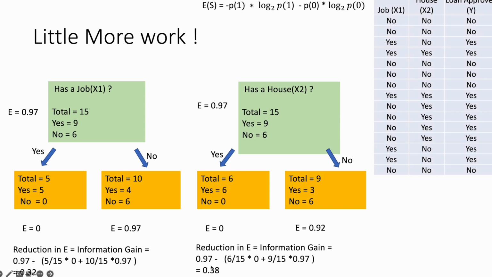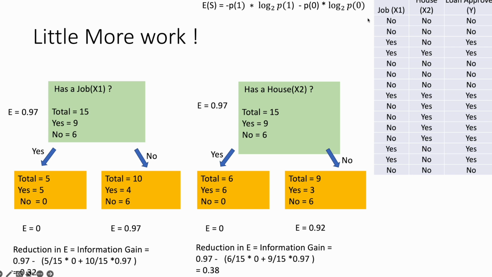Similarly, we will calculate it over here. If you see, over here it is 0.32 and over here it is 0.38. Now you tell me where the information gain, or the reduction in entropy, is more. They are both the same thing; information gain is nothing but the reduction in entropy. The reduction in entropy is more on my right split based on the house. So this will become my root node, because the reduction in entropy is highest at this split.